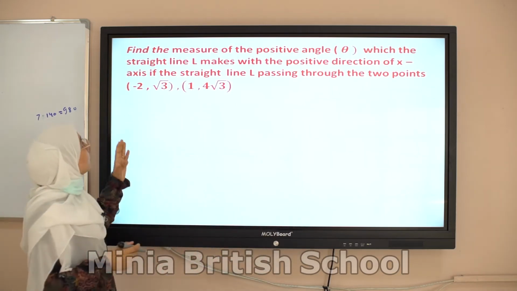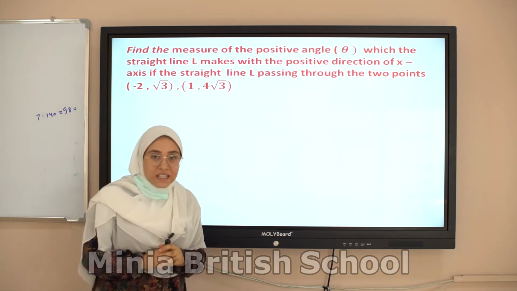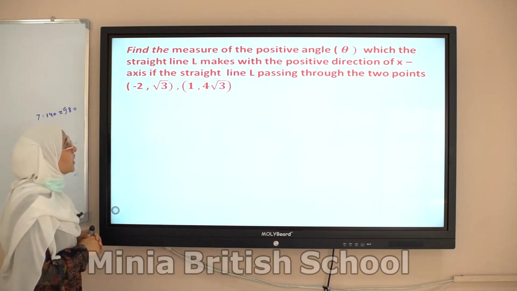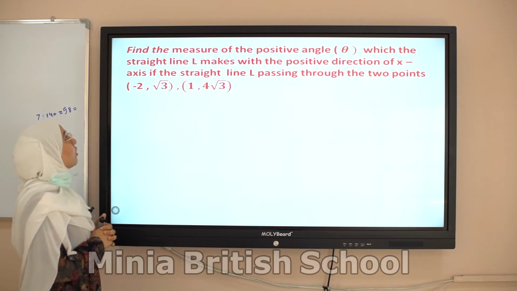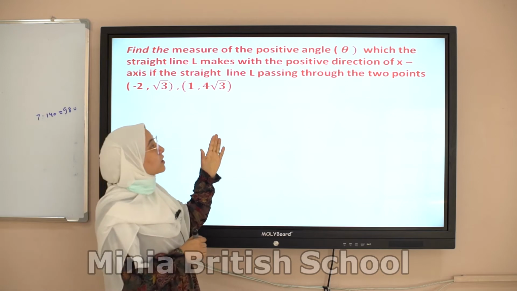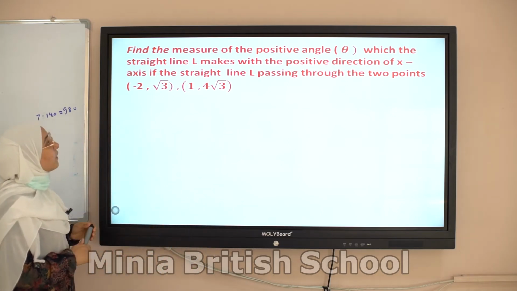Another idea: find the measure of the positive angle theta which the straight line L makes with the positive direction of the x-axis, if the straight line L passes through the two points. Now I have two what?